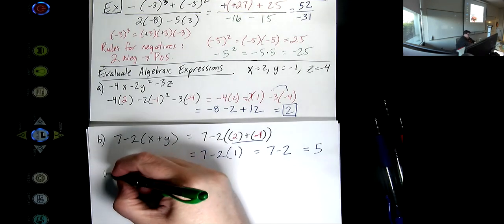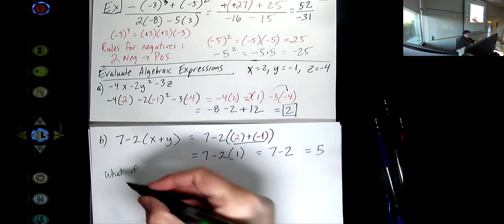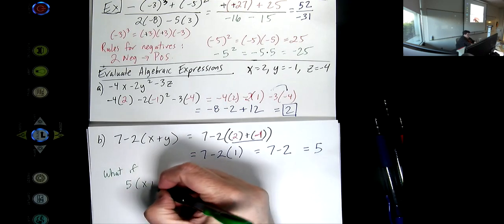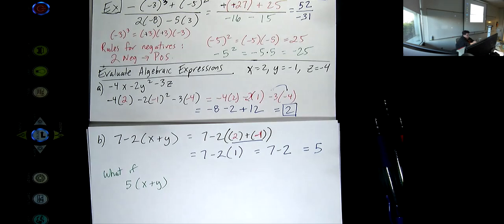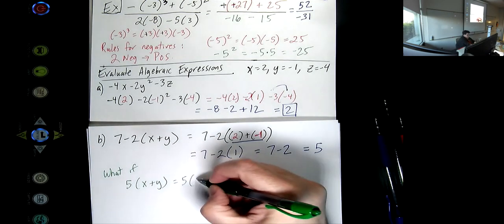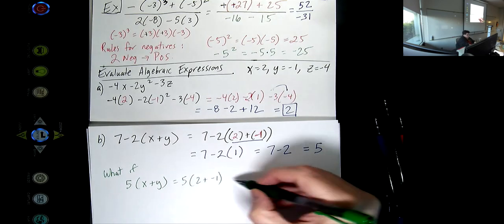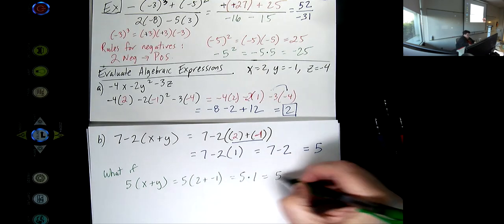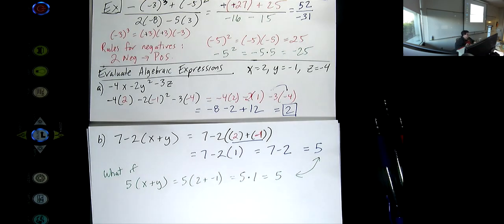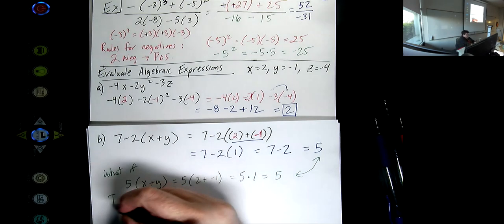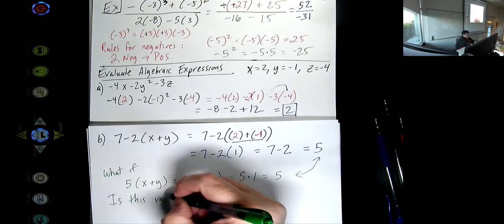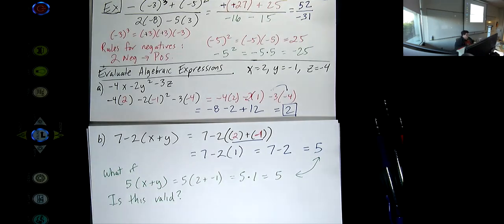Now, what if I said 7 minus 2 is 5, and I did 5 times X plus Y, and I plug in 2 plus -1, and I still get 5 times 1 is 5, and I got the same answer. Does that work? Is this valid? I got the same number. No.